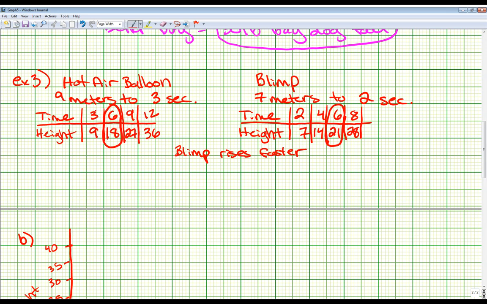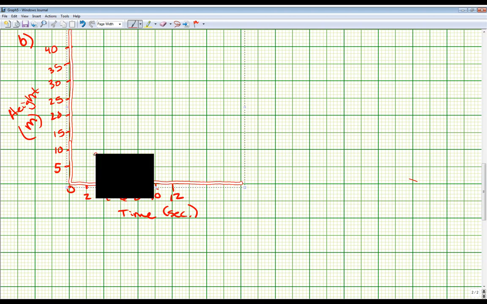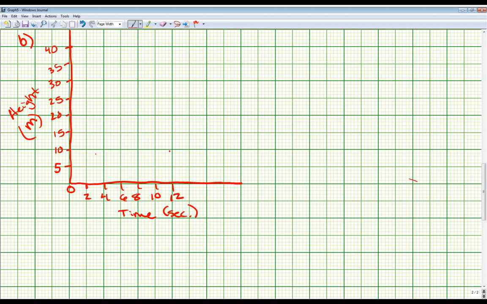So let's go ahead and plot 3 seconds and 9 height. So 3, 9 is going to be our first coordinate. So down here, we're going to go over to 3. Well, here's 2. So 3 would be right in the middle between 2 and 4. So at 3 seconds, this hot air balloon is at 9. So here's 5. 9 would be right underneath the 10, and we'll make a dot. Whoops. That's not what I wanted. Okay. Well, there we go.